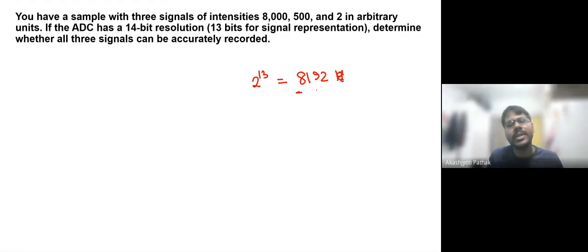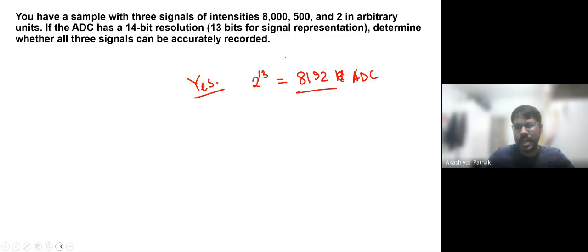In arbitrary units, it is 8192. So all these three intensities of signals, 8502, are all lying within this 8192 ADC range, or within the dynamic range. So if you are having a 14-bit resolution, then all the signals can be accurately recorded. So the answer is yes. You have been asked to determine whether all the three signals can be accurately recorded. Then yes, the answer is yes. They all can be accurately recorded because they are all lying within the dynamic range. Okay.